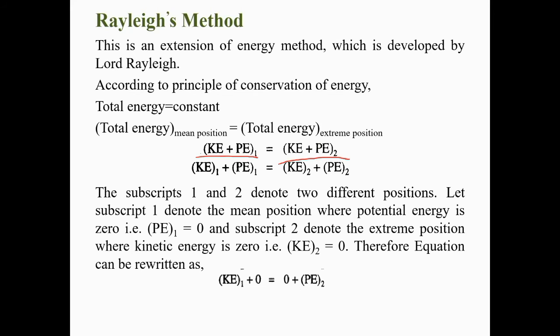Okay, so as kinetic energy, it depends on velocity. We already know that at mean position the system would have maximum velocity. So at mean position kinetic energy would be maximum, while kinetic energy at extreme position would be 0, because at extreme position the velocity of the system gets 0.